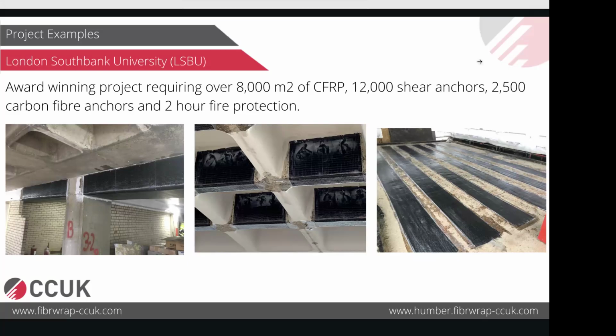We used around 12,000 shear anchors to do the shear strengthening, also around 1,000 square meters of fire protection system to get the fire protection of the area after the strengthening. So that's how the project was done.